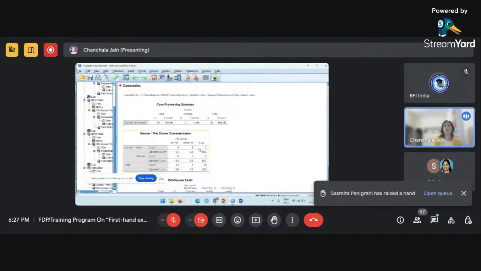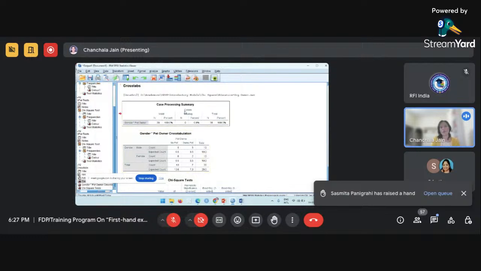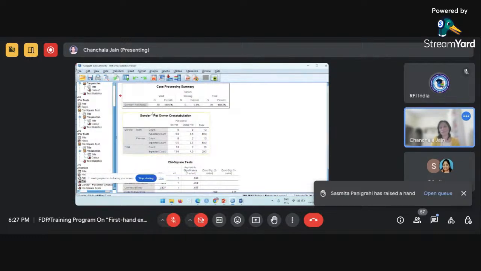So you would be able to see now output is available in the output where the first table is talking about case processing summary. So here you can find we have performed the cross tab on the 2 variables gender and pet owner, where you can find there are total 20 observations available. There were no missing values, so total count is 20.